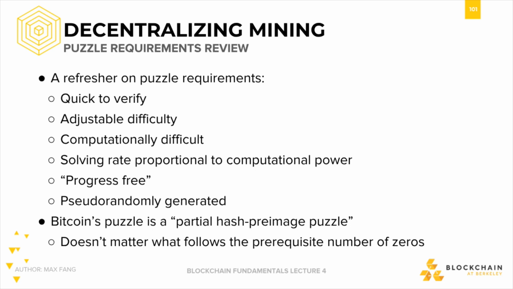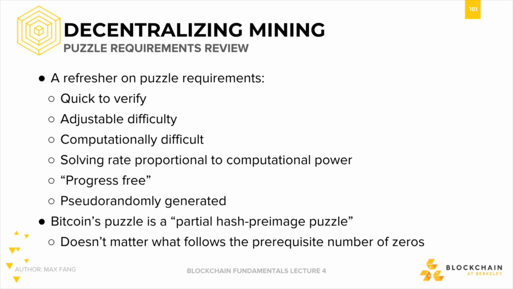If we think about what's required from a puzzle, this is slightly different from a slide you saw in a previous lecture. We've added a few that we implicitly talked about. A puzzle has to be quick to verify. It needs adjustable difficulty, because we want the Bitcoin network to publish a block every, anybody know? Every 10 minutes. And in order to make sure we have a block coming out every 10 minutes, even though the computing power varies, we have to be able to adjust the difficulty of the puzzle.